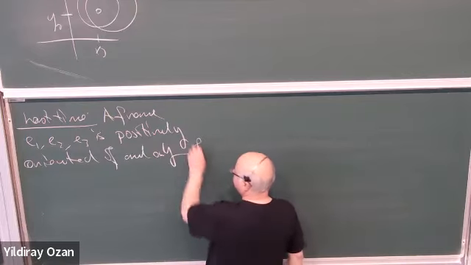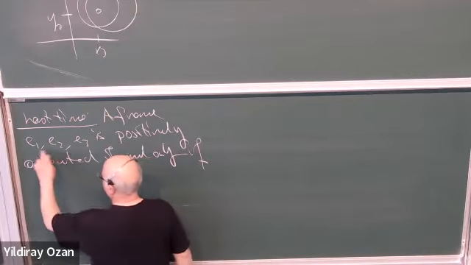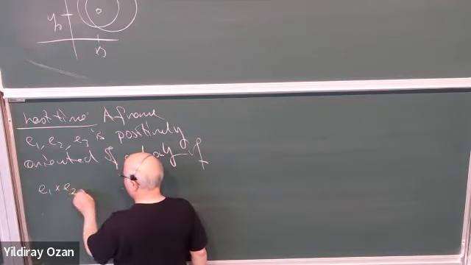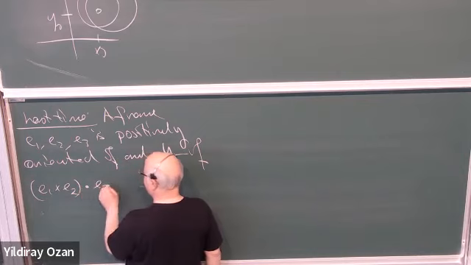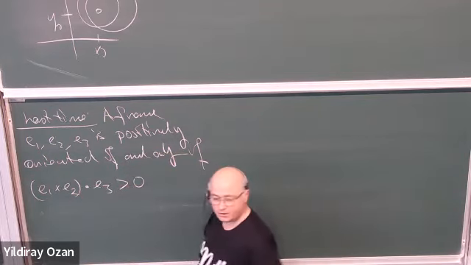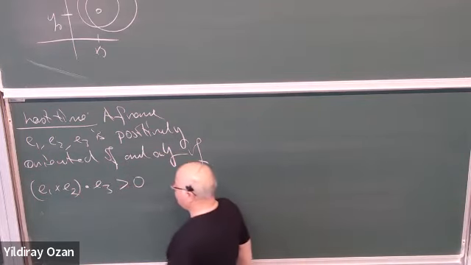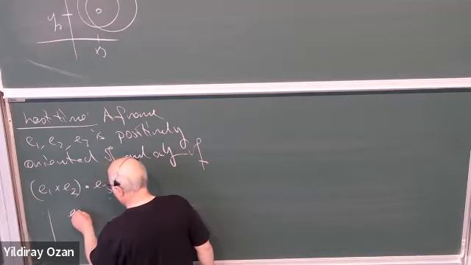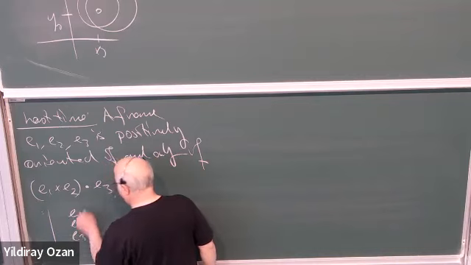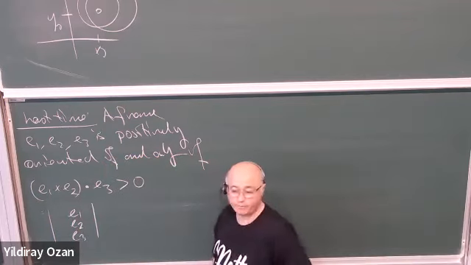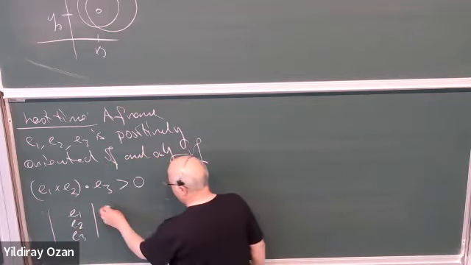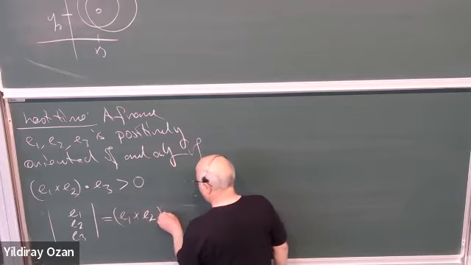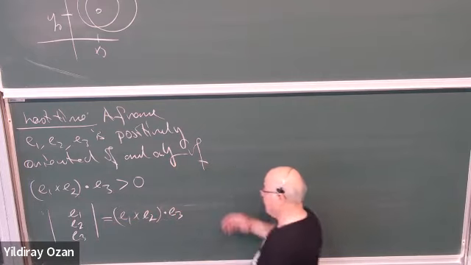If and only if what? What was the definition? E1 cross E2 dot product with E3 is positive, right? This is, of course, the same thing as this determinant. You write your E1, E2, E3 as rows of a matrix, and you take the determinant. Determinant is just E1 cross E2 dot product with E3.